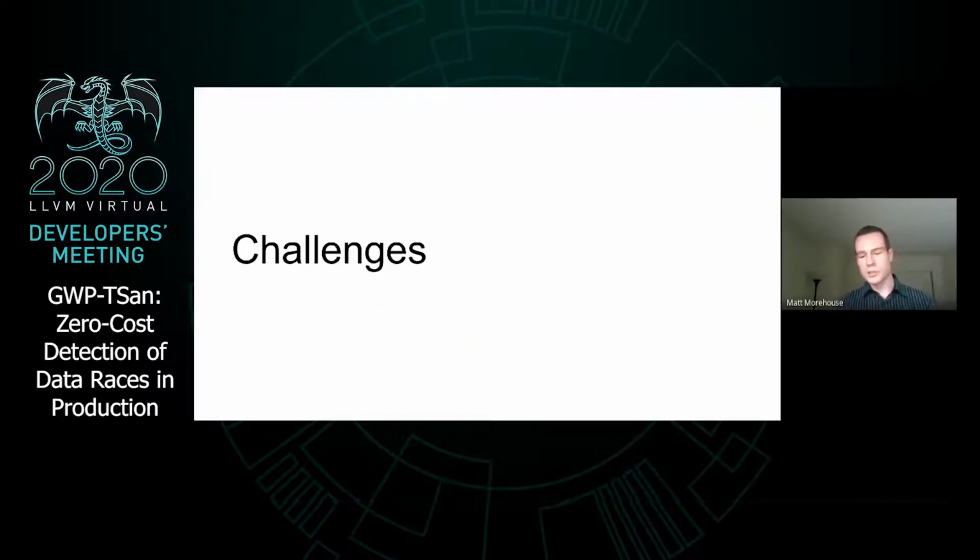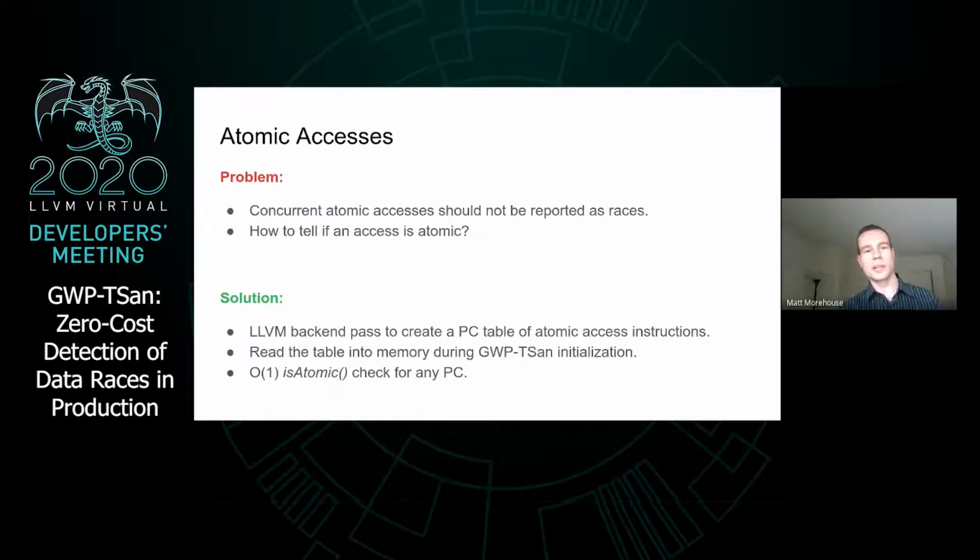Now, we've hit a couple of challenges while implementing GWIP TSAN. The first one we've run into is dealing with atomic accesses. We don't want to report a race if only atomic accesses are involved in the race, because it's not really a race. But how do we tell if an access is atomic at runtime? Our current solution for this is to embed a table of atomic access instruction addresses in the binary itself. Then at program startup, we can read the table into memory and use it to check if any access is actually atomic or not.